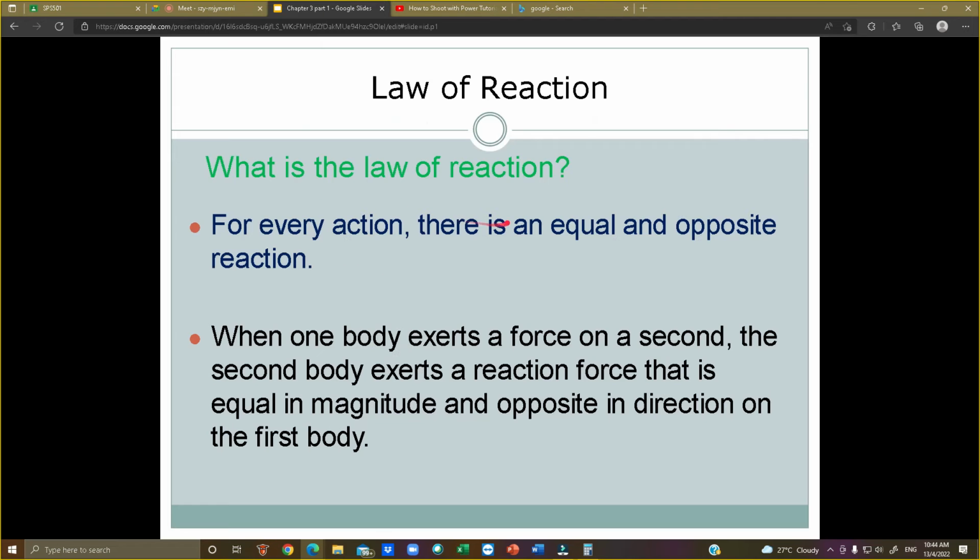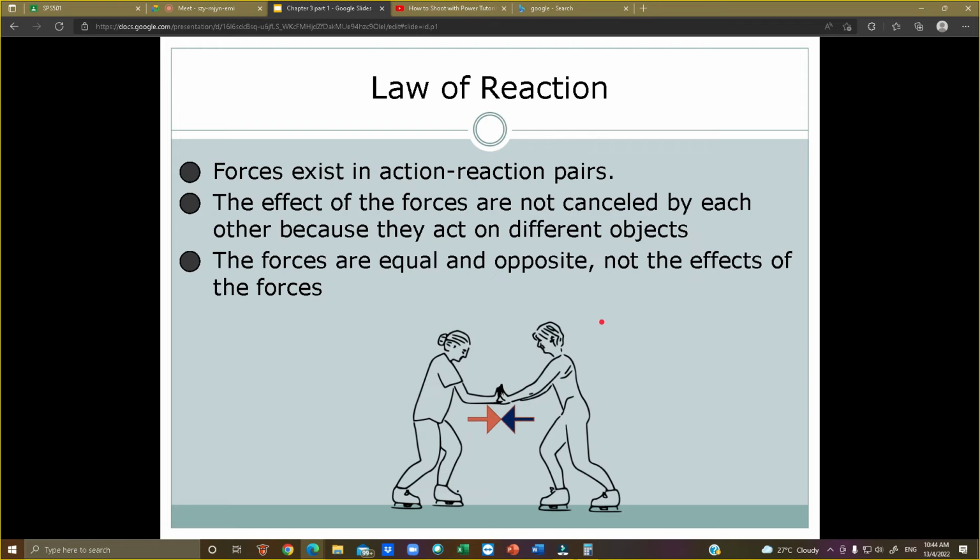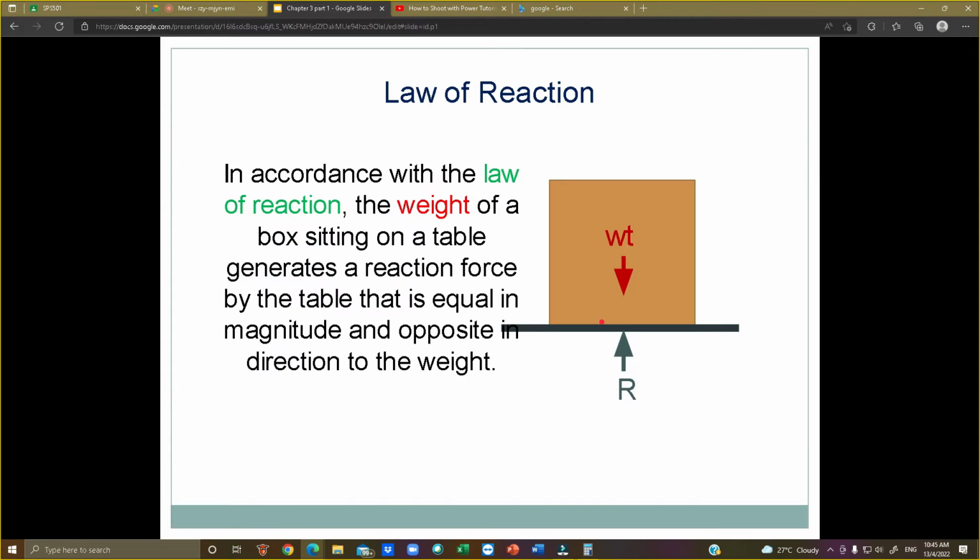For every action, there is an equal reaction, but opposite direction. Pergi 300, receive 300. Cuma yang pergi tadi positif, yang receive tadi negatif. That is just to show you the direction of the force being given and being absorbed. Okay. So when one body exert a force, the second body exert a reaction force that is equal in magnitude but opposite in the direction. That is what third Newton law talks about. Okay, baca dulu. Ini contoh dia lah.